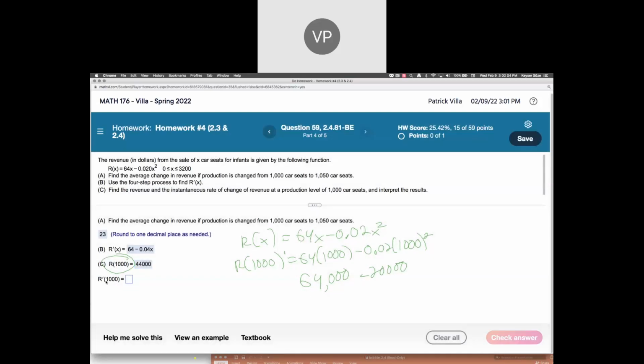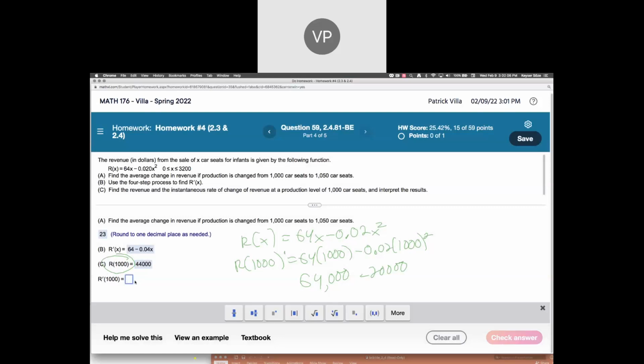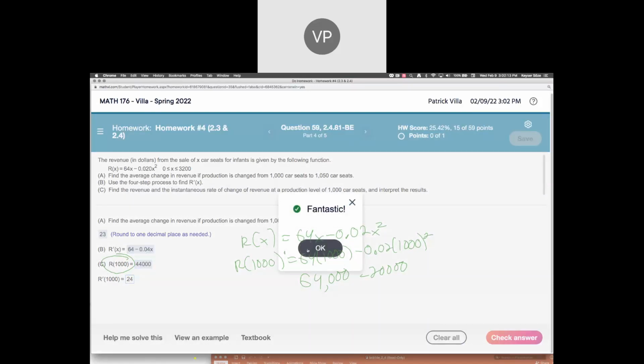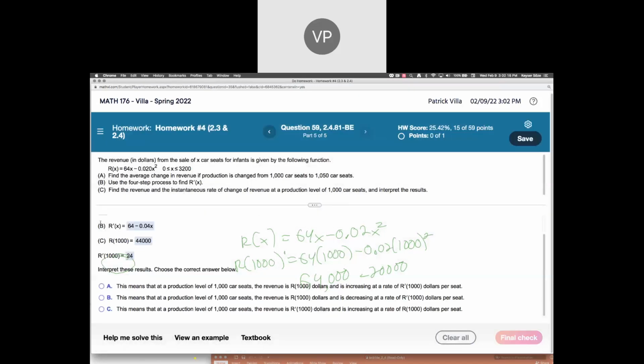Okay. Then they want us to find the derivative. Is that the 24 that we found earlier? Now we plug the x into this function, and that was a 24 we found. And then we have to interpret these results. Okay? At a production level of 1,000 car seats, the revenue is $44,000, and is increasing at a rate of R prime dollars per car seat. Now remember, R prime is the slope, how fast it's rising.